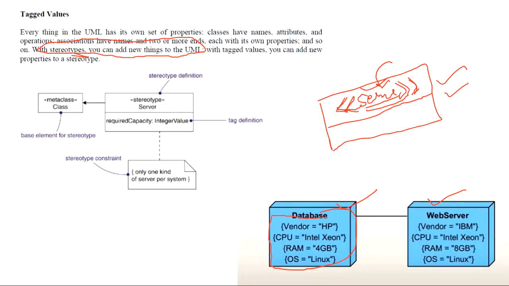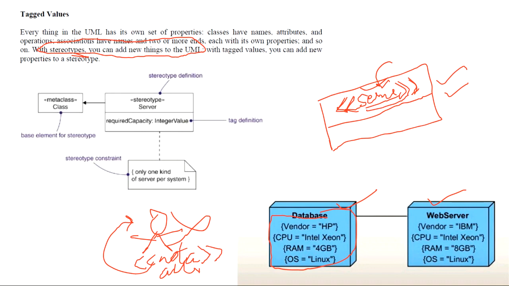If this is an actor, this is an actor, right? But if I write inside this stereotype that this is not an actor, then now this is not an actor. This cannot interact with the use case diagram. You have changed the meaning of this actor.